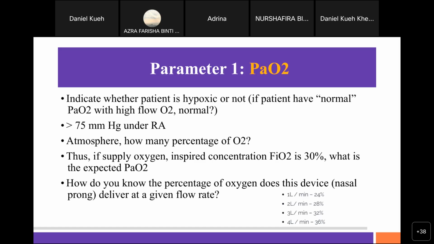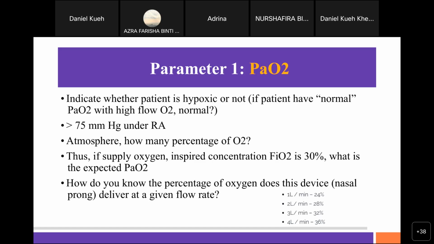But if it's more than 100, is that good? It's not really good, because we learned, even in kids before, that if you give too much oxygen to a baby, for example, they would have some sort of oxygen toxicity, especially affecting the retina and all that. So it is not good. You have to make sure that it is within the normal range.